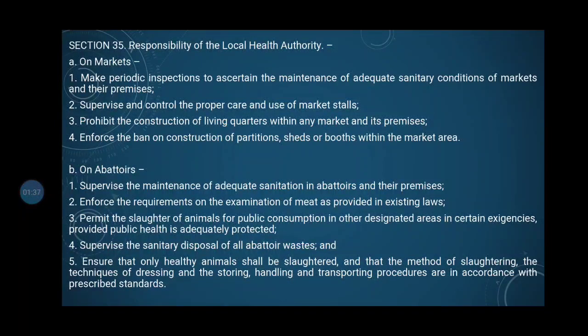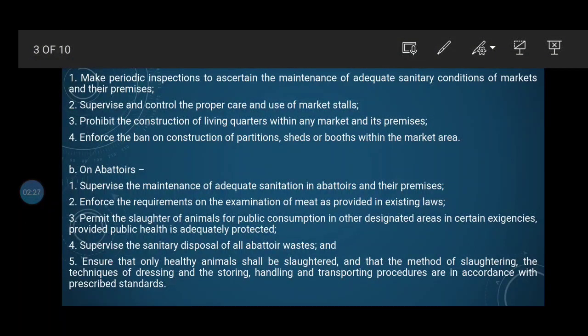In Section 35, Responsibility of the Local Health Authority. A. On markets. So sa markets, number 1, make periodic inspections to ascertain the maintenance of adequate sanitary conditions of markets and their premises. So importante ni siya nga mag-conduct kitag periodic inspections para mabalaan na to kung nag-follow ba sila sa mga protocols or mga guidelines para ma-maintain ang cleanliness o ang sanitation na kailangan sundon, syempre para ma-prevent ang mga contamination.